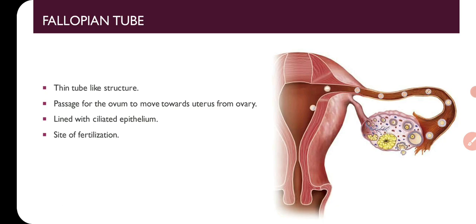Now, fallopian tube is the site of fertilization. If the sperms have entered at the time of ovulation, then the sperms get fused with the ovum in the fallopian tube.